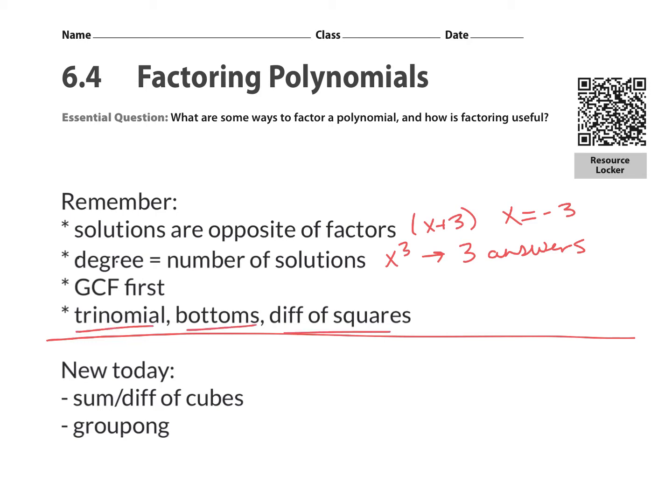Today we're going to add to that, and I'm going to move quickly. We're going to add to that sum and difference of cubes, which is a new pattern. It's similar to difference of squares, but there's a few differences there. And then, well, that's not a word, but it should say grouping as a factoring method, and we'll look at that example today too. So let's go ahead and get started.